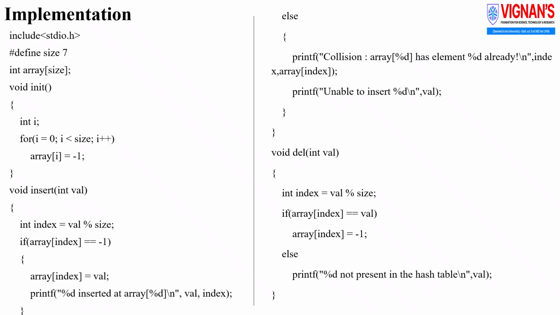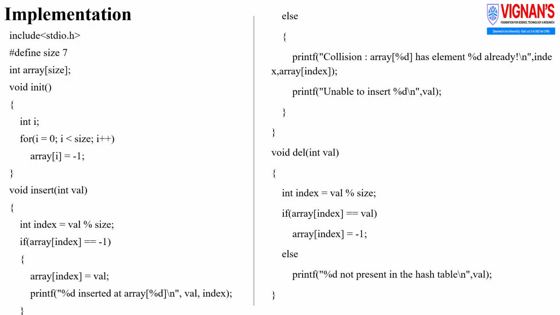The insert function is used to insert a value into the hash table. First, the index is calculated using the hash function, value modulo size. If the calculated index is empty, the value is inserted at that position and a confirmation message is displayed. If the index already contains a value, a collision occurs. In this case, a message is printed indicating the collision, and the value cannot be inserted.